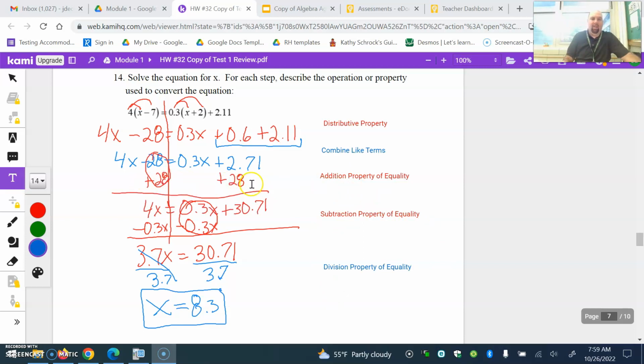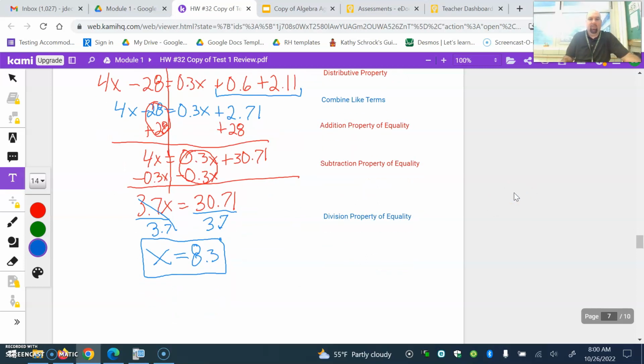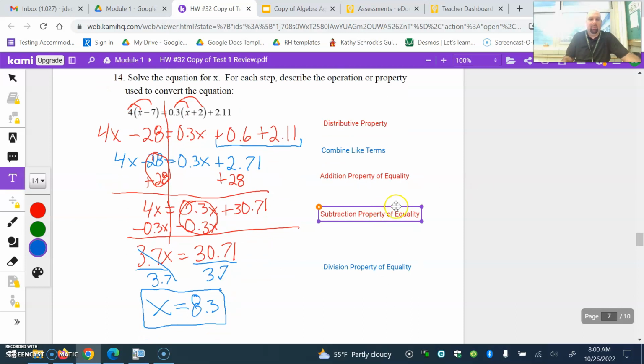So because I added here, addition property. Because I subtracted, subtraction property. Because I divided, division property. If we had a fraction and I had to multiply both sides by something, that would be the multiplication property of equality. So there you have it. Pretty simple, actually, for a final question. I think some people get intimidated when they see decimals and all this space, but it really was not a difficult problem.